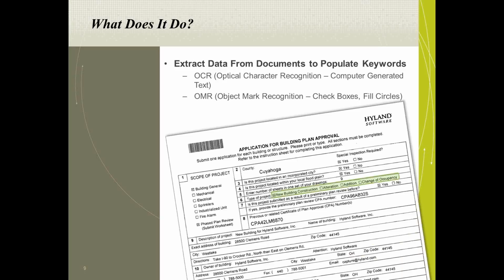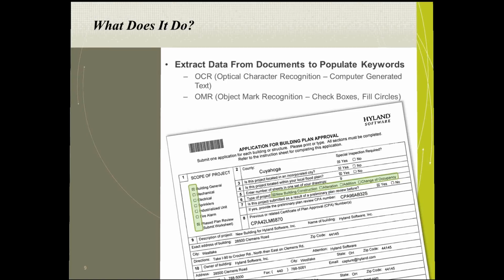So in this scenario, you have that field number 6, that type of project where there's multiple checkboxes. The system's going to read that and recognize there's an X in the new building construction field, and then we can populate the appropriate OnBase keyword. Or the scope of project where there's multiple selections there. Building general and phase plan review would be populated within this particular document.